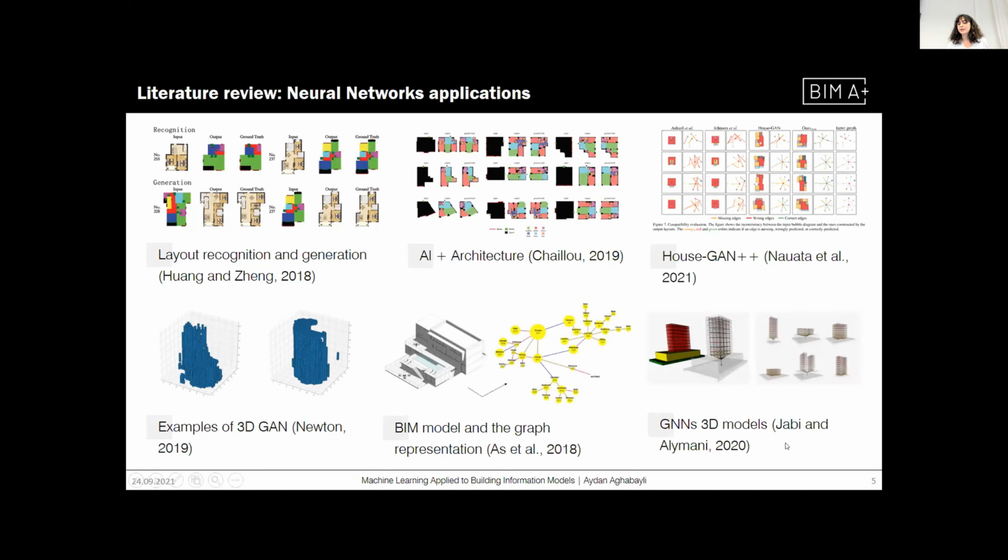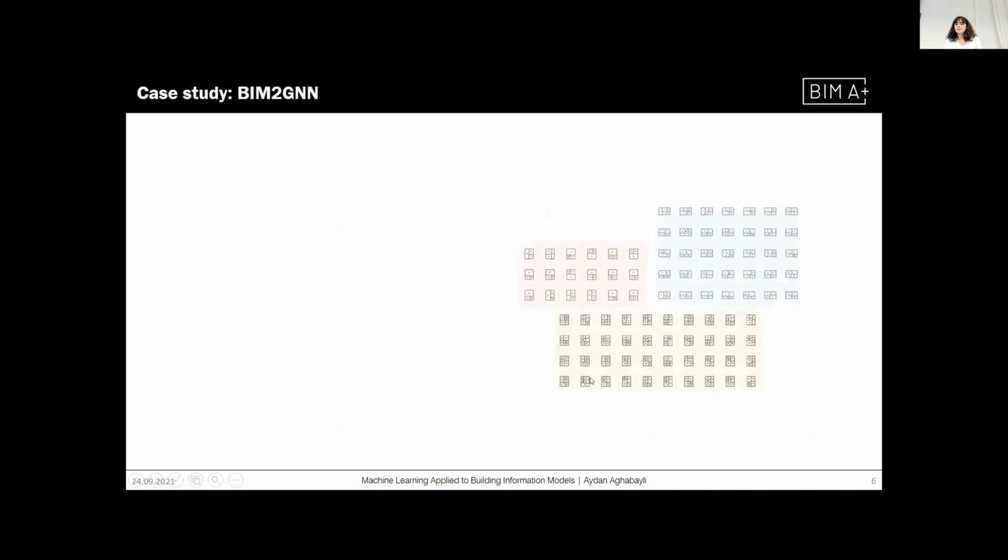And the last one is graph neural networks in the use of 3D models. Here you can see automatic generation of some models. So in the overview of this literature review, it was revealed that not a lot of researchers look at direct data implementation from BIM models. And that's why the case study was proposed.